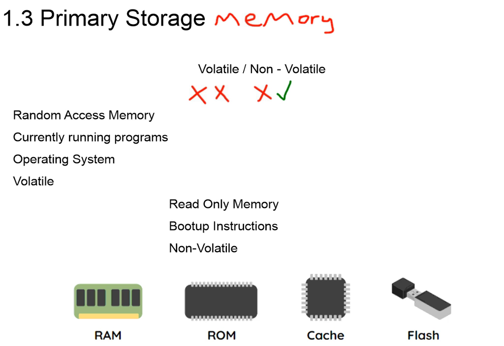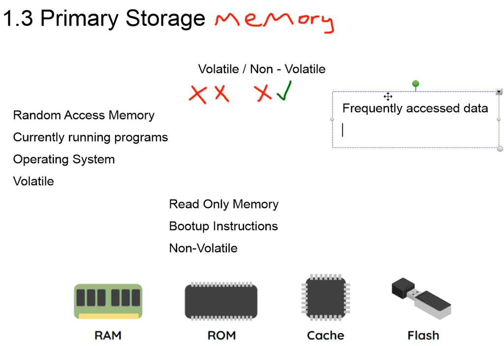Okay, next we have cache memory. So cache memory stores your frequently accessed data because it is so quick. Cache memory is very, very quick because it is right next to the CPU. So you store your frequently accessed data there that you want to access repeatedly. And it is volatile, just like RAM.